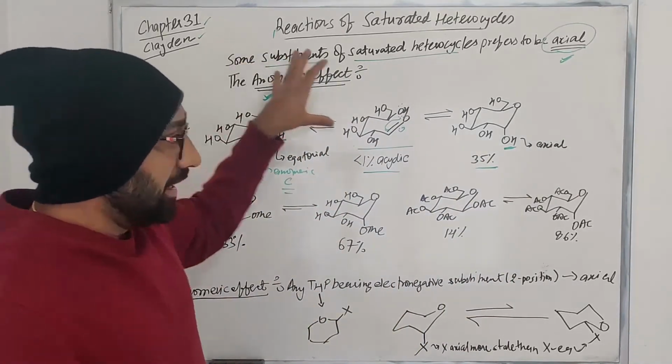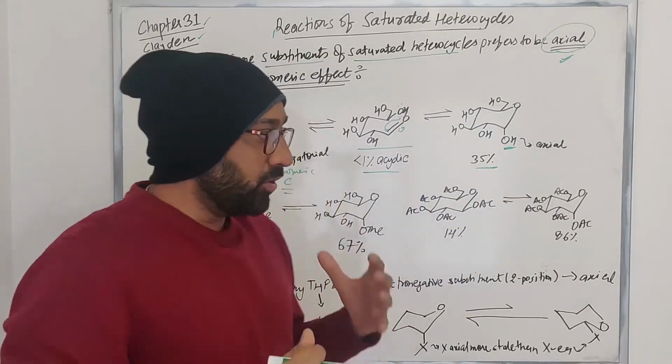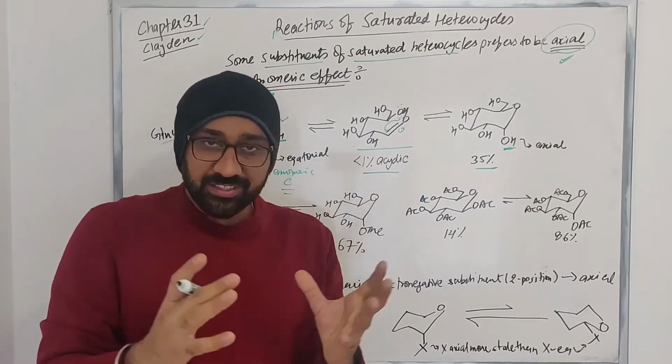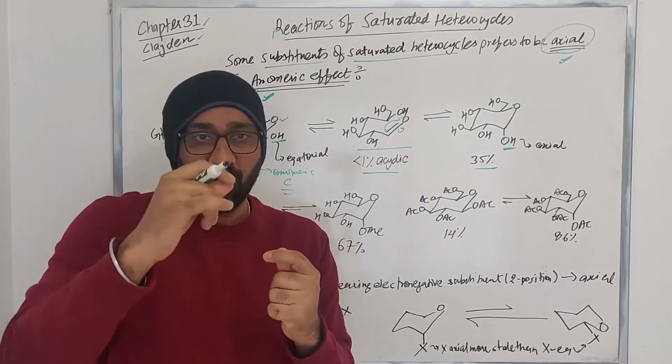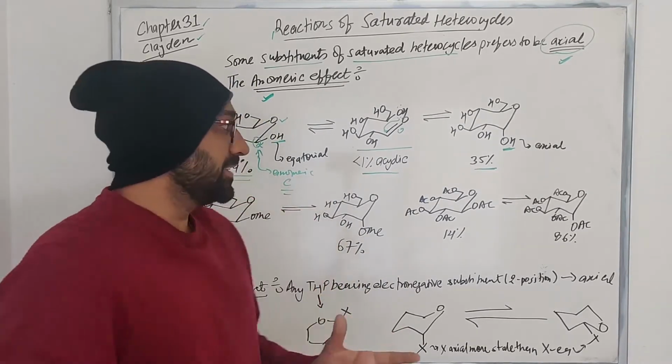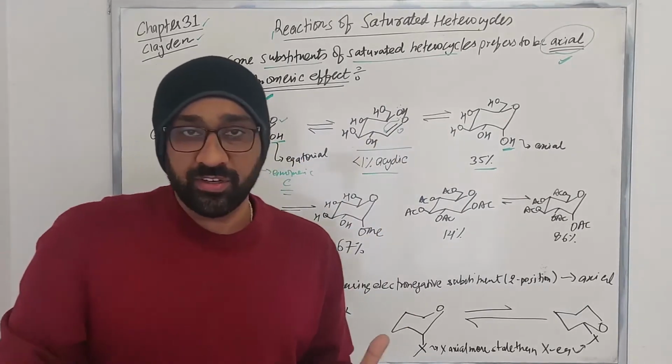Now, this anomeric effect is very, very important, क्योंकि अब तक हमने क्या पढ़ा है, what we have studied so far is in the 6-membered system. This is what we have studied. All the substituents prefer to be at the equatorial position because of the steric reasons. So what happens in the case of THP?